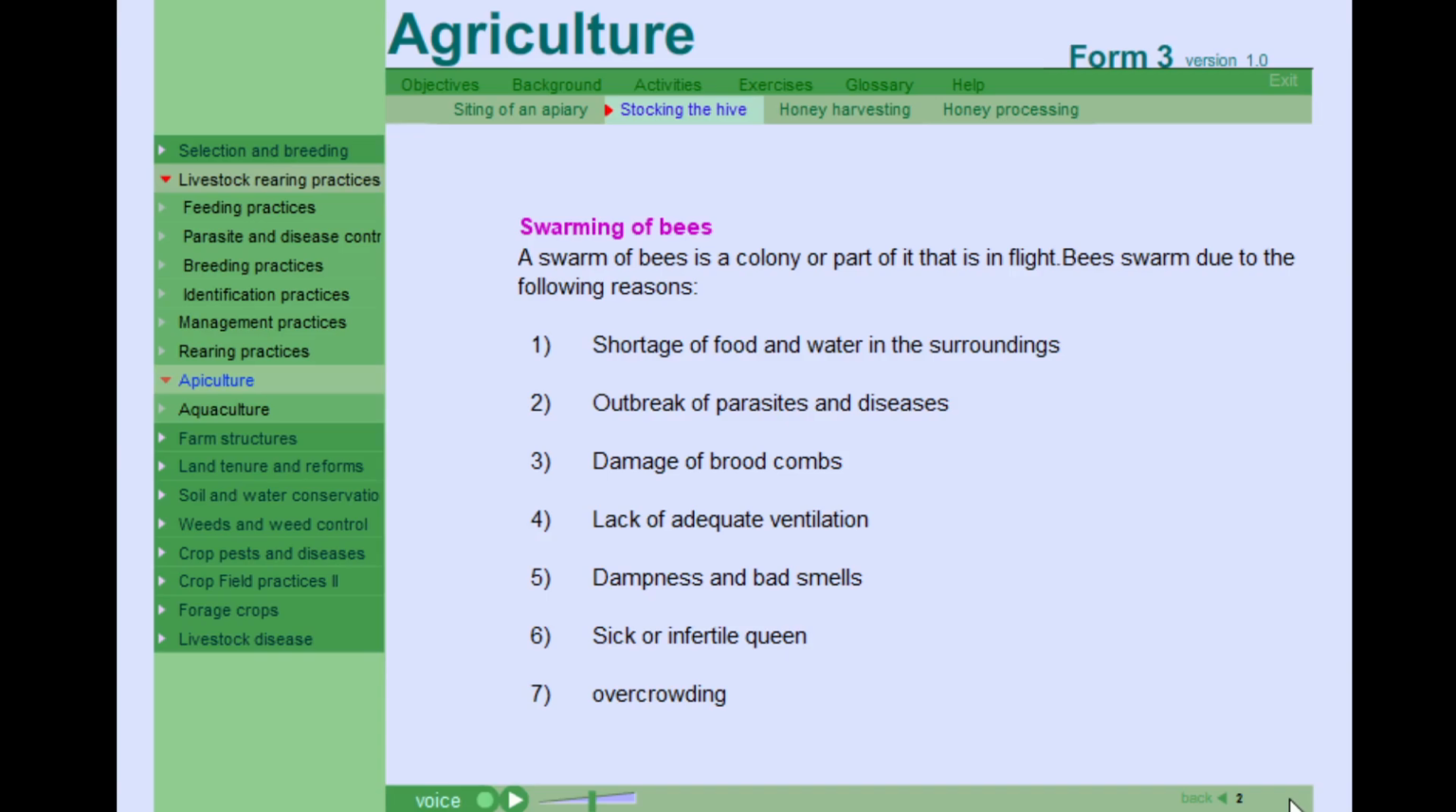Swarming of bees. A swarm of bees is a colony or part of it that is in flight. Bees swarm due to the following reasons: shortage of food and water in the surroundings, outbreak of parasites and diseases, damage of brood combs, lack of adequate ventilation, dampness and bad smells, sick or infertile queen, and overcrowding.